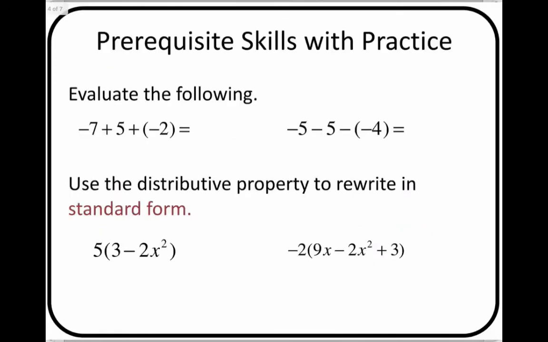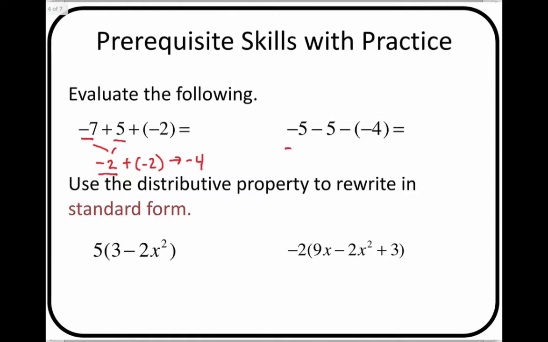The prerequisite skills are pretty straightforward. You need to be able to add, subtract, multiply, and divide positive and negative numbers. The way that I look at this, just going from left to right, I know that negative 7 plus 5 is going to give me a negative 2. And I'm adding a negative 2 to that. So if I'm adding 2 more negatives to an original of 2 negatives, I'm going to get a negative 4.